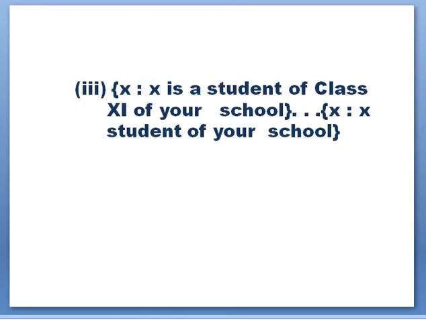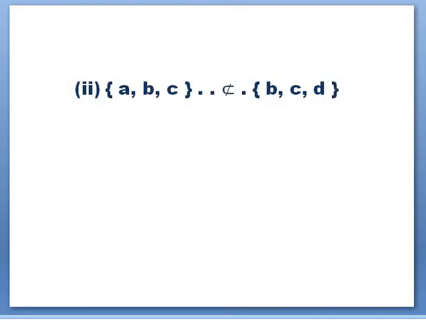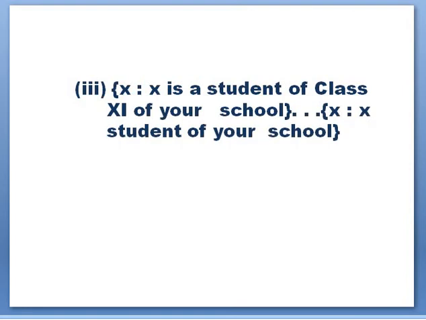So, there is one more example. Now see, in our previous examples, the sets are given in the roster form. That means the elements are given. But in this example, that is in example 3, the sets are given in the set builder form.